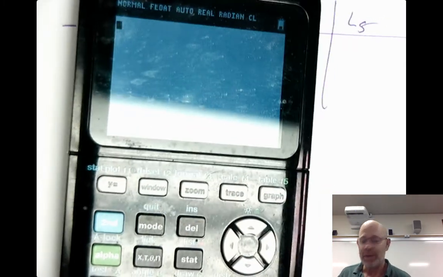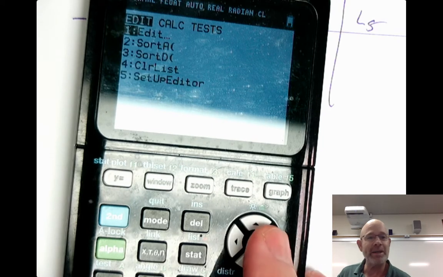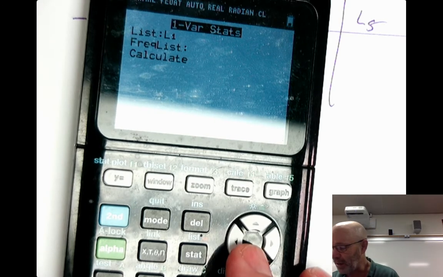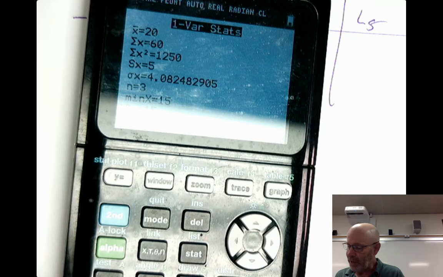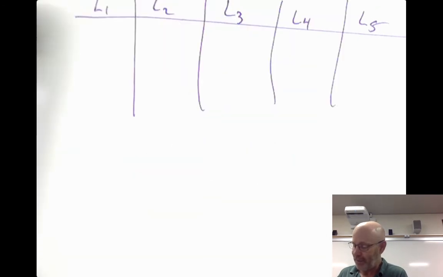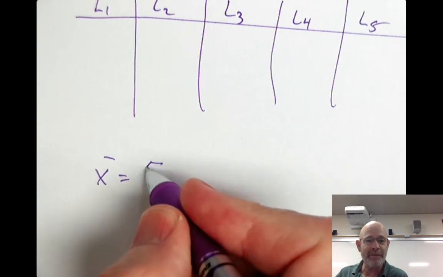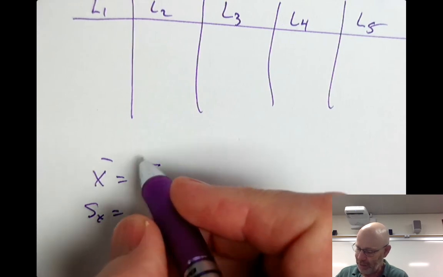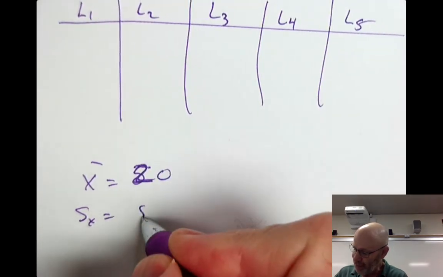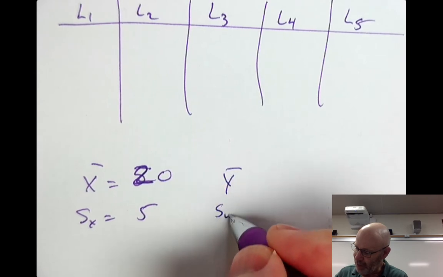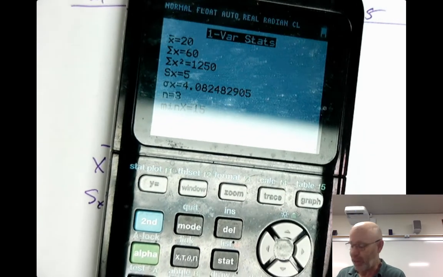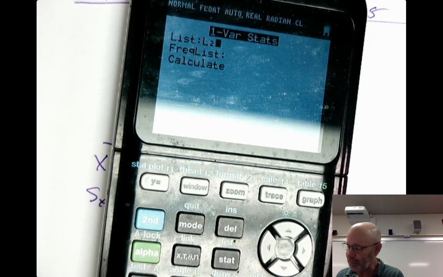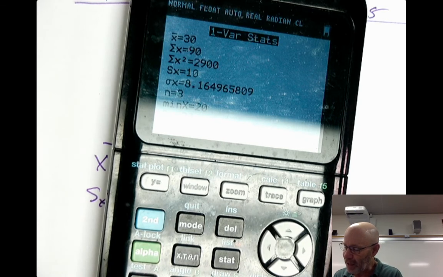We're going to get out of this mode, and we're going to go to stat, calculate, one variable statistics. We're going to do that on list 1 and list 2 to find those numbers. So we already got list 1 sitting in there for me. So we got an average of 20 and a standard deviation of 5. So I'm just going to write that down here. X bar 20, standard deviation of x 5. I'm going to do the same thing for y bar and standard deviation of y, which is going to be list 2. So stat calculate, one variable statistics, this time on list 2. And then I get 30 and 10.